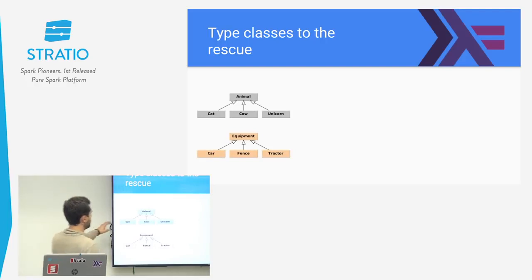So you have this animal and this equipment. These are types, algebraic types. You have an animal, which can be a cat, a cow, or a unicorn. You have equipment, which can be a car, a fence, or a tractor. But you don't have here the method meow, the method moo, or whatever a unicorn does. So this is the management of a farm. Methods here will be more like feed: animal will have a method feed, and equipment will have a method fix. Those methods have in common that it's a kind of maintenance.